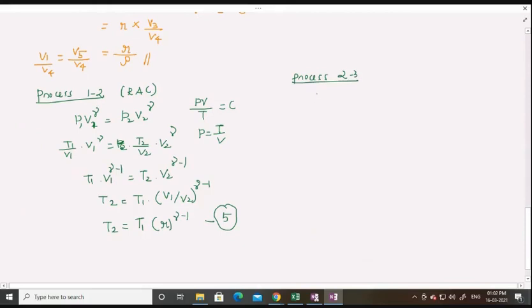2 and 3 is a constant volume process. So P2 V2 divided by T2 equal to P3 V3 divided by T3. This is the general equation for constant volume. Since it is a constant volume process, V2 equal to V3, so both terms get cancelled here. The rest will be T3 divided by T2 equal to P3 divided by P2. So T3 equal to P3 divided by P2 into T2.